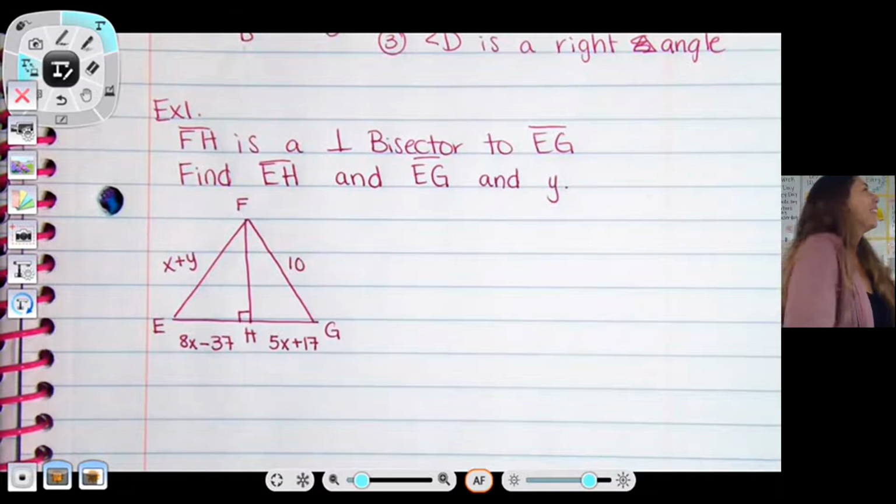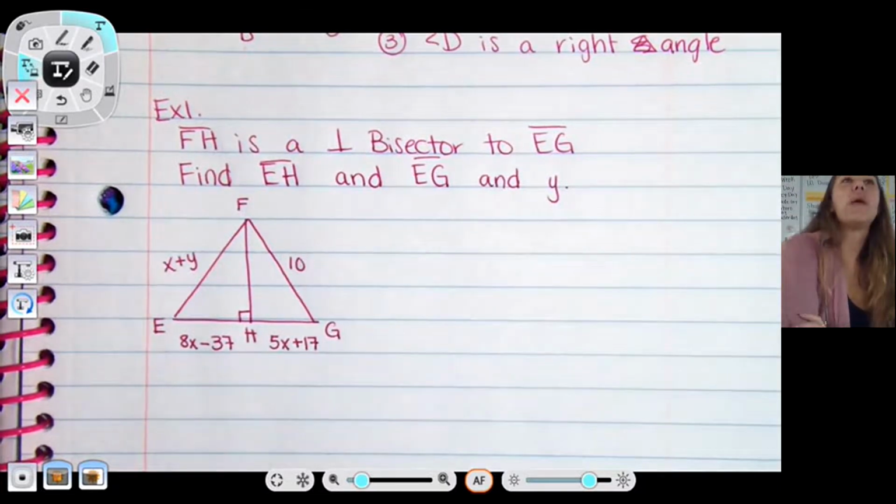Usually, it's crazy. Okay, so I want you to take a minute. Use what I just told you. Since I know that this is a perpendicular bisector, pieces of these two triangles are congruent to each other.